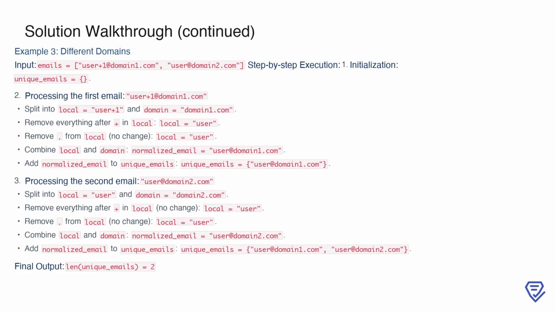Next, we process the second email, user@domain2.com. Splitting gives the local part, user, and the domain, domain2.com. Since there is no plus or any periods, the local part remains user. Combining it with the domain gives the normalized email, user@domain2.com, which is new and added to the set. The set now contains two unique emails, and the final output is 2.